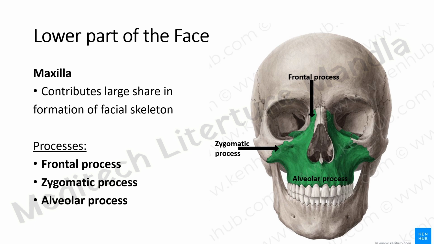The frontal process, as it is directed upwards, articulates with the frontal bone at the frontomaxillary suture, and also with the nasal bone through the nasomaxillary suture. The zygomatic process is directed laterally and it articulates with the zygomatic bone through the zygomatico-maxillary suture. And the lower process, that is directed downwards, is the alveolar process that bears sockets for the upper teeth.